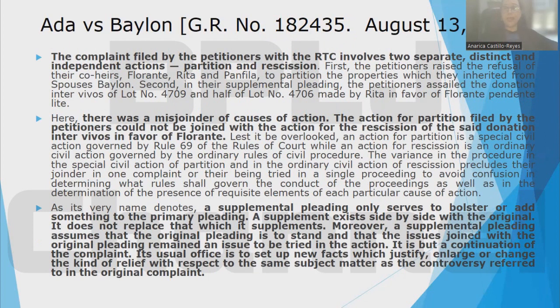Lastly, we have the case of Ada versus Bailon. So in this case, the complaint was filed by the petitioners with the RTC involving two separate and independent actions, partition as well as rescission. There was a misjoinder of causes of action. The action for partition filed by the petitioners could not be joined with the action for rescission of the said donation.